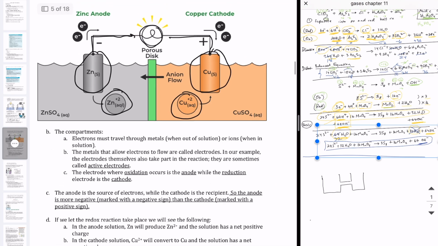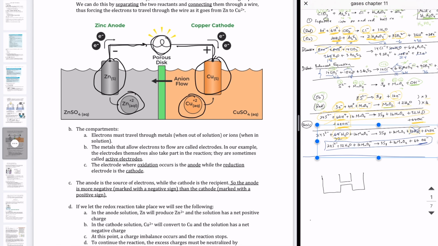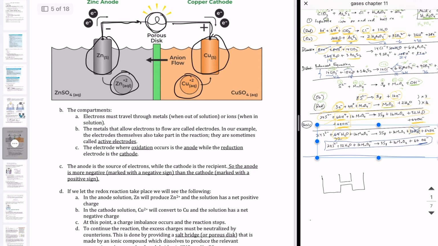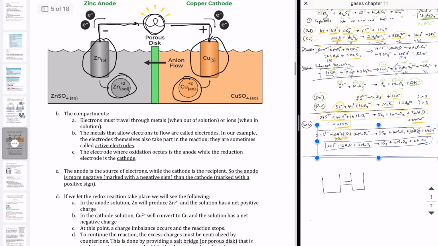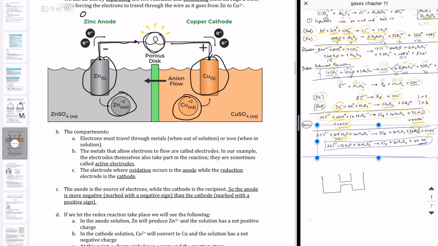So let's talk about this whole setup here. This is what we call a voltaic cell or a galvanic cell. And so the components of the galvanic cell are as follows. First, you need to have the two compartments, okay? So one compartment on the left, that's the oxidation compartment, right? Because that's where the electrons are leaving the zinc.